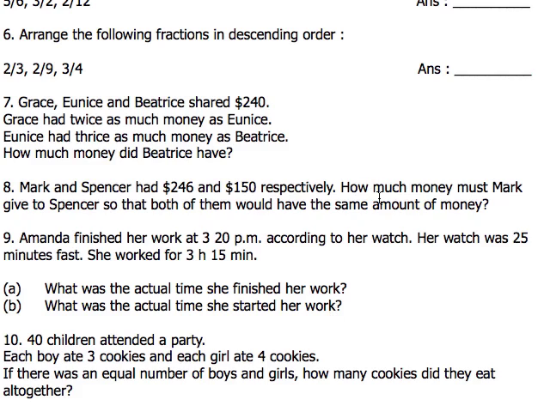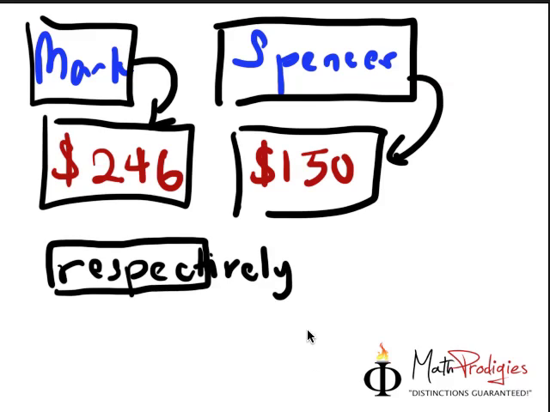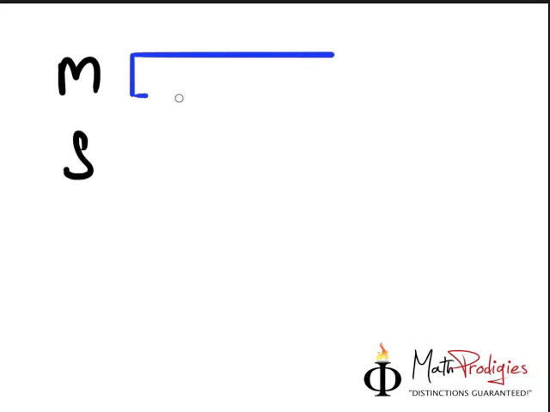Now the next part, it says how much money must Mark give to Spencer so that both of them would have the same amount of money. So how much money must Mark give to Spencer in order for them to have the same amount of money? Now, in order for you to see this, I need to draw a model for you. Models are your friends. There's Mark and Spencer. I'm going to draw Mark here, and Spencer.